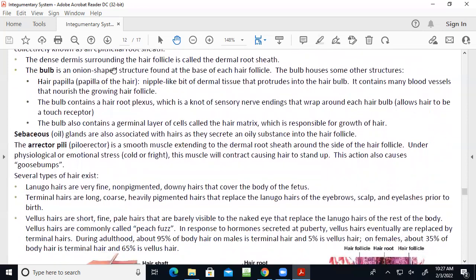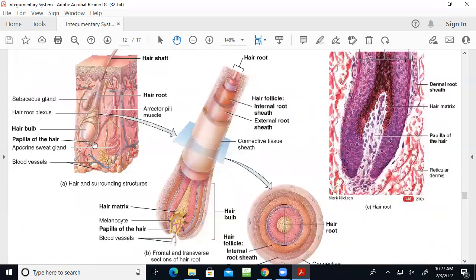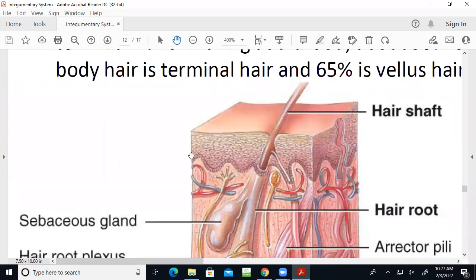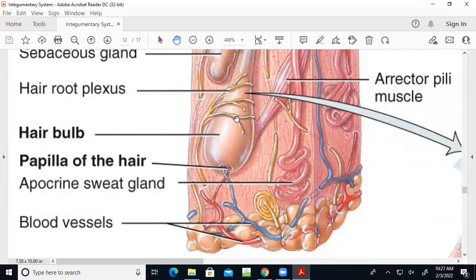The bulb is an onion-shaped structure found at the base of each hair follicle, which is very visible here in our figure A. It's just the fattened, rounded segment of our hair follicle at its base. At the very innermost part of our hair follicle is the bulb. If I zoom in, you can see surrounding it a structure called the hair root plexus. That's that nerve ending that I was talking about that enables us to feel it when somebody touches our hair shaft, or when we touch our hair shaft.